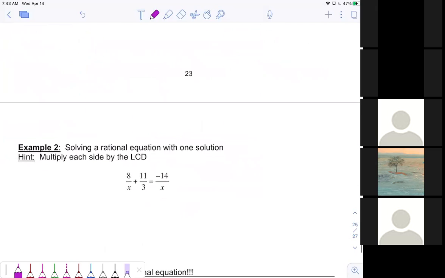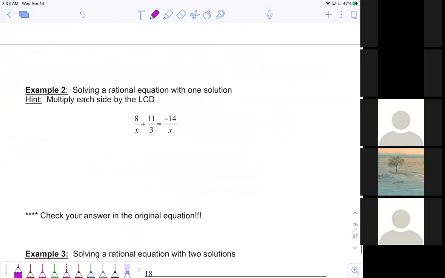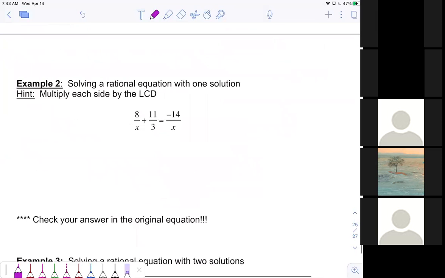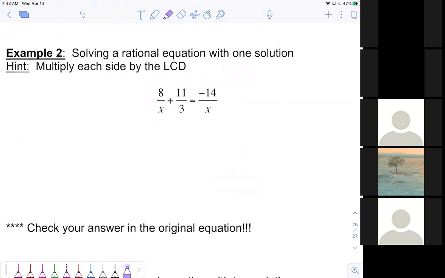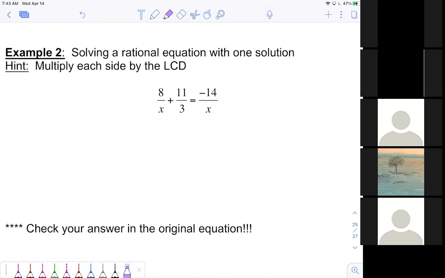If you look at the next problem, example 2, the left side has 2 fractions. So I no longer can use cross multiplication, because the left side of the equation is 2 fractions. Now, there are multiple ways to solve this type of equation. There's a little hint provided that says multiply each side by the least common denominator.